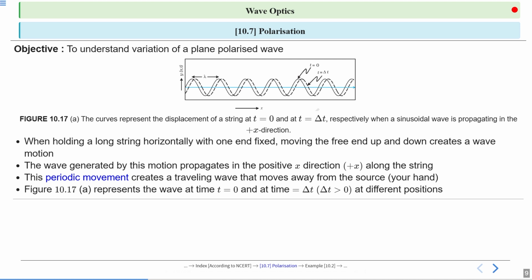So the periodic motion of the wave will create a traveling wave that moves away from the source. In this case, it is your hand. So your hand is producing the waves. Your up and down motion of your hand, holding one end of the string, is creating the waves. So the wave is moving away from your hand.